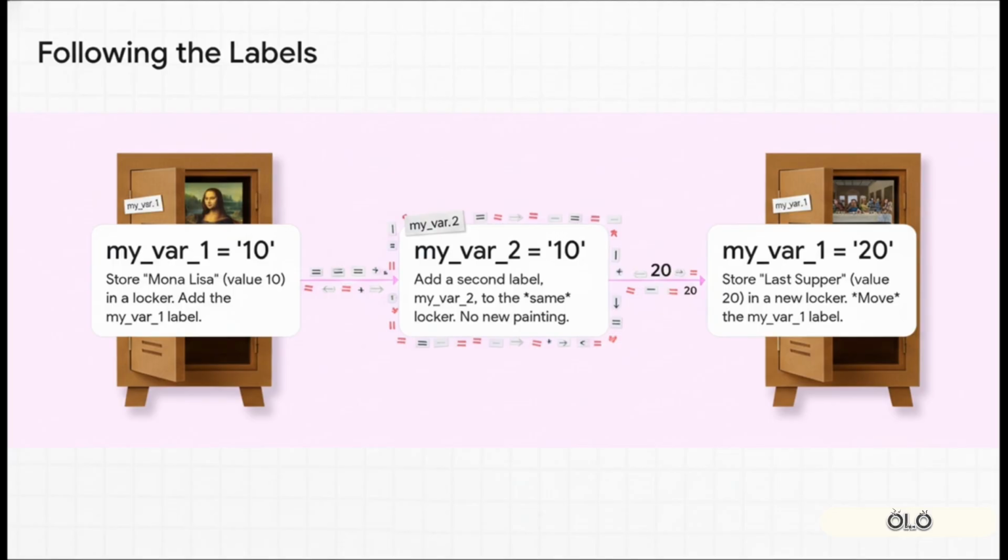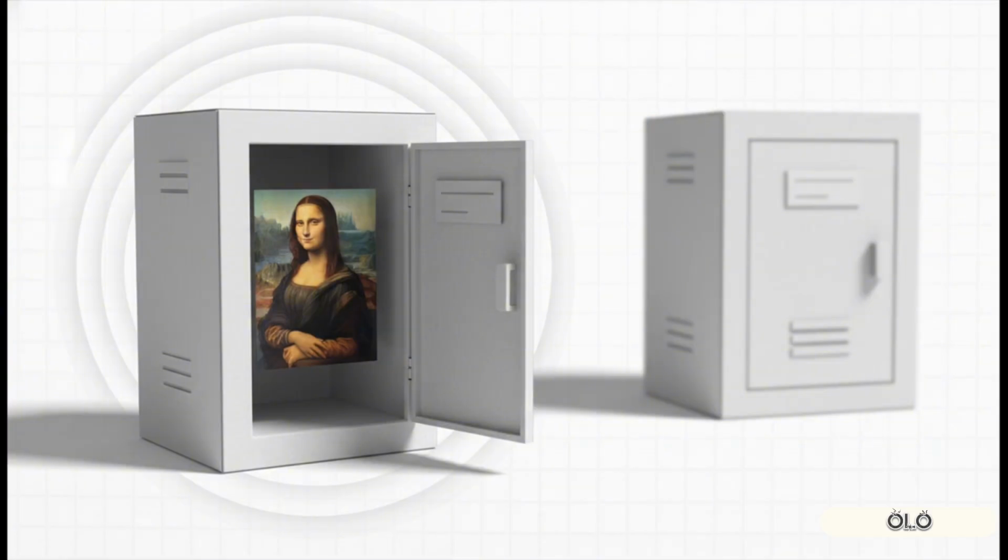Now for the magic. Step 3. We change myvar1 to 20. We don't touch that first locker. Instead, we grab a totally different painting, The Last Supper, put it in a new locker, and then we just peel off the myvar1 label and move it to this new spot. And this is the most important part. After we move that first label, what happened back at the original locker? Absolutely nothing. The Mona Lisa, our value 10, is still perfectly safe, and the myvar2 label is still pointing right at it, completely unaware that anything ever changed.